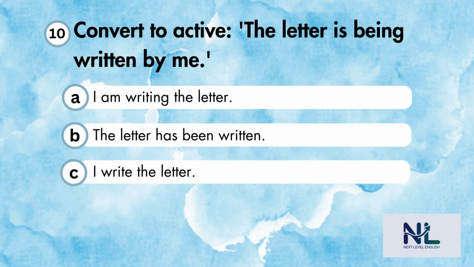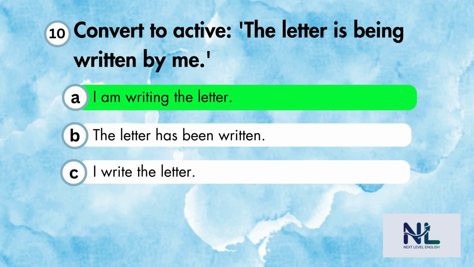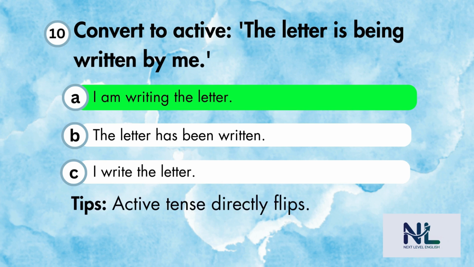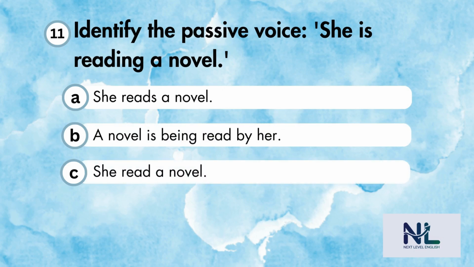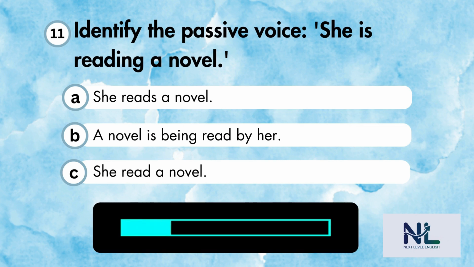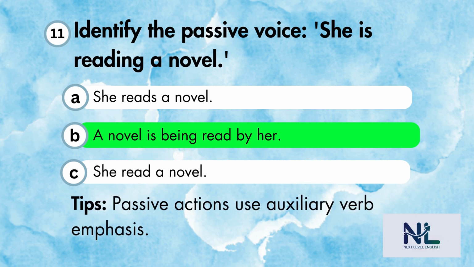10th. Convert to active. The letter is being written by me. I am writing the letter. Tips: active tense directly flips. 11. Identify the passive voice. She is reading a novel. A novel is being read by her. Tips: passive actions use auxiliary verb emphasis.